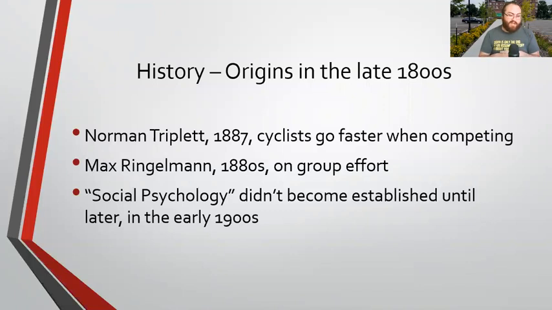Others think that Max Ringelmann, an engineer who did some experiments on group effort in the 1880s, was the first social psychologist or started social psychology, but he did his work around the same time as Triplett, but it was published afterwards. Triplett himself referenced other projects that were going on at the time that arguably were the real beginning of social psychology, because he was referencing them in his studies on cycling. But as we recognize it today, maybe Triplett's was the first published study.